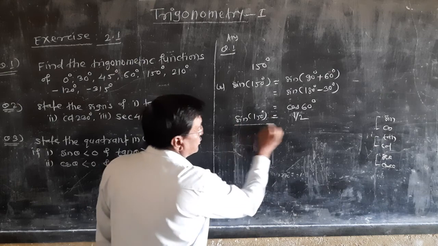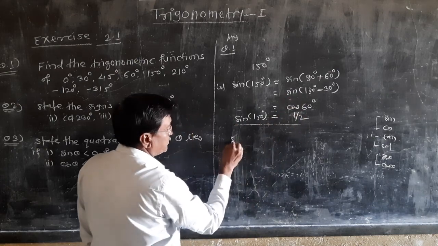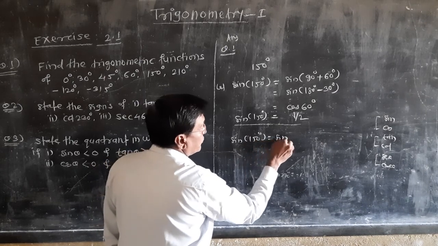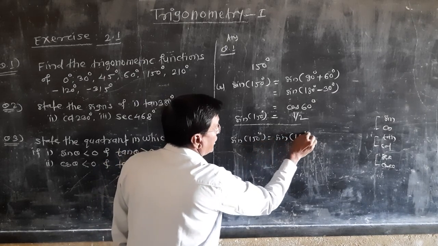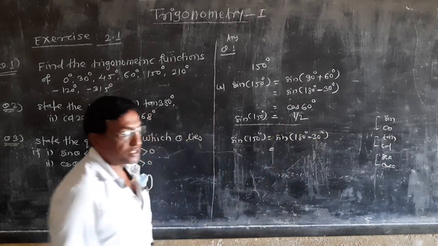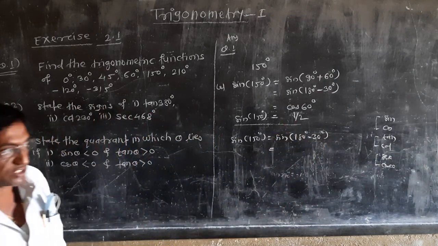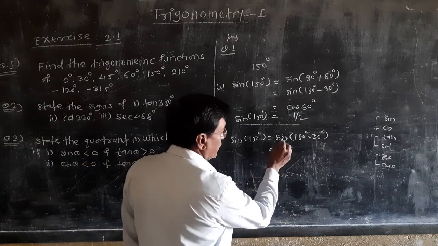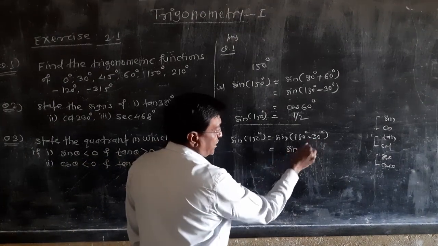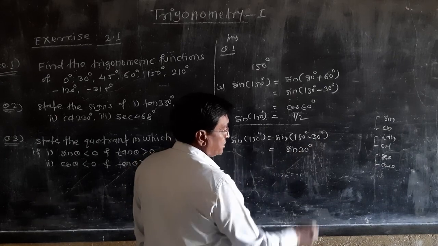Understood? Similarly, suppose we split it like this: sine of 150 degrees is equal to sine of 180 degrees minus 30 degrees. At that time, observe this measure. This measure is along the x-axis. If it is along the x-axis, you don't change the ratio. So the ratio is not changed, sine stays sine. Attach the second measure, that is 30 degrees, so you get sine 30.